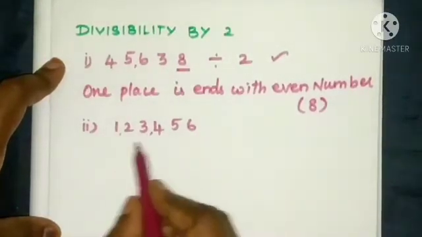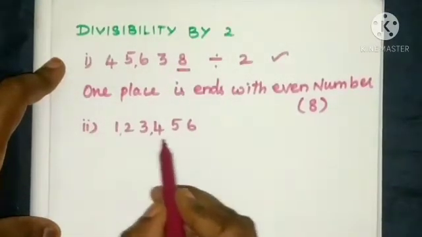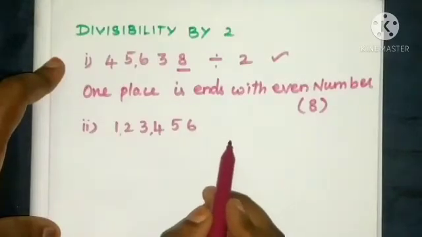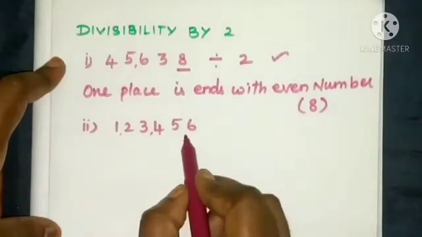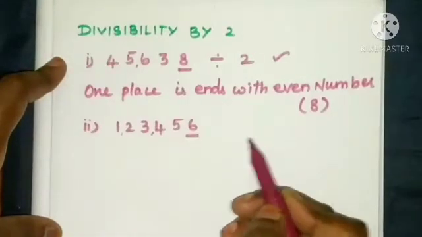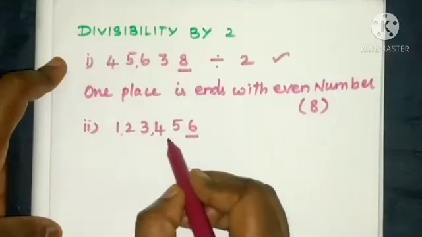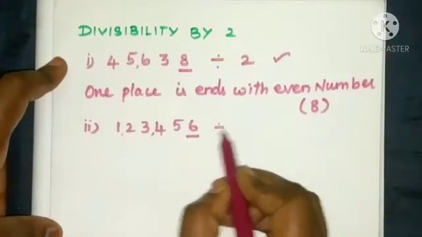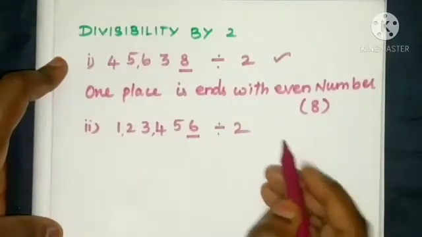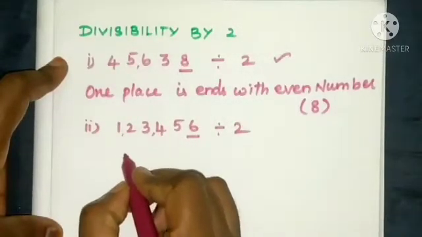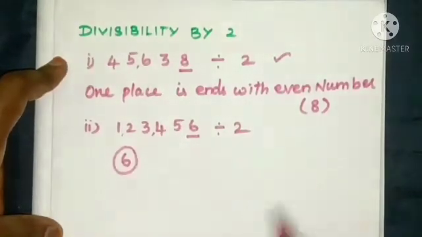The other example is 1,23,456. Is it divisible by 2 or not? We have to check. See, here the ones place is 6. 6 is an even number. So 1,23,456 is divisible by 2, because the ones place ends with the even number 6.